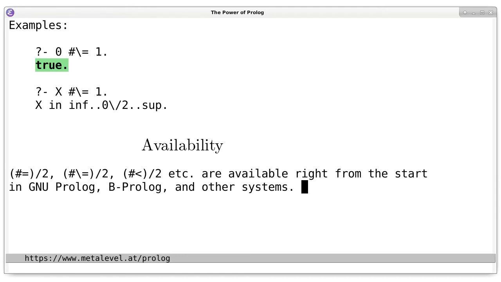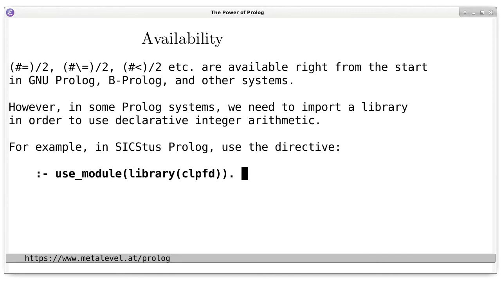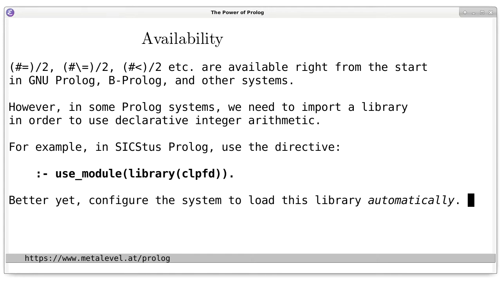These predicates are available right from the start in GNU Prolog, B-Prolog, and several other systems. However, in some Prolog systems we need to import a dedicated library to use declarative integer arithmetic. For example, in SICStus Prolog we can use the directive use_module(library(clpfd)).